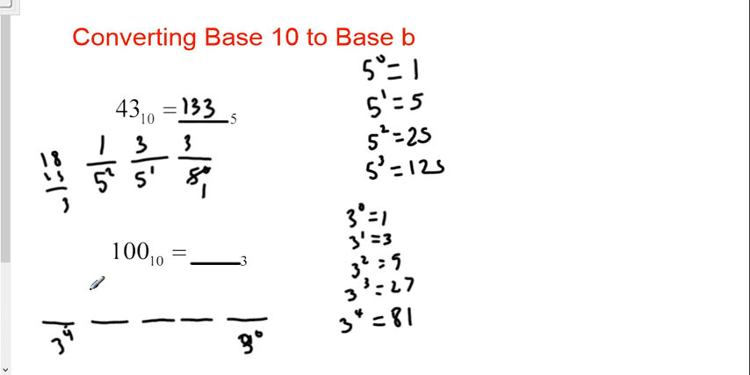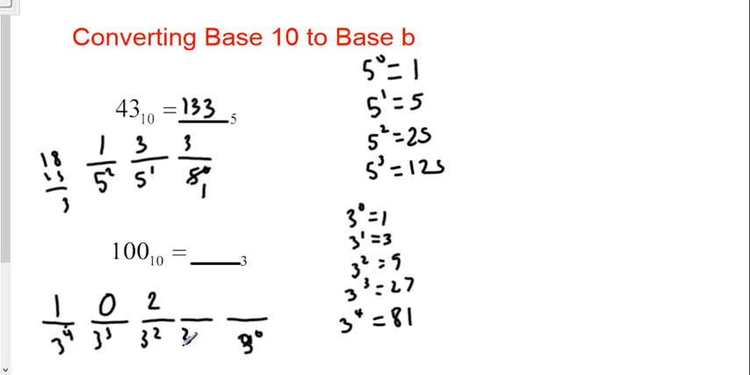All right, how many 3 to the 4ths can I take from 100? Well, 3 to the 4th is 81, so I can take 1 from this. Remainder 19. How many 27s can I take from 19? Well, none. So I still have 19. How many 3 squareds can I take from 19? Well, 3 squared is 9, so how many 9s can I take from 19? The answer is 2. Remainder 1, right? 19 minus 18 is 1.